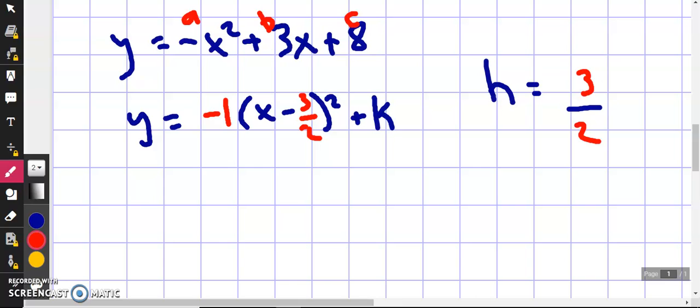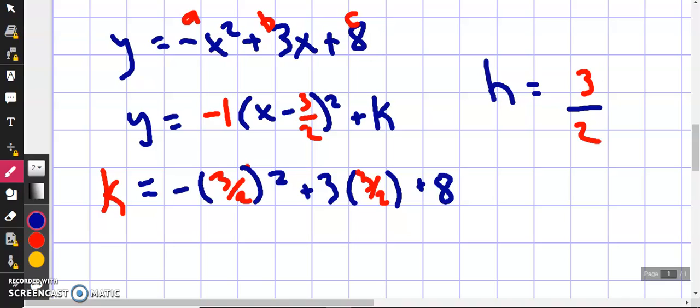And then to get k, what I'm going to do is use that as my x value in the standard form of the equation. So I've taken my original equation and said that k equals -(3/2) squared plus 3 times 3/2 plus 8. Then we can just punch that into a calculator and simplify it down to get the value of k. When I simplify it down, I get 41/4.